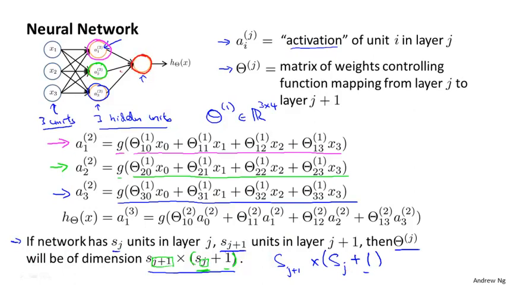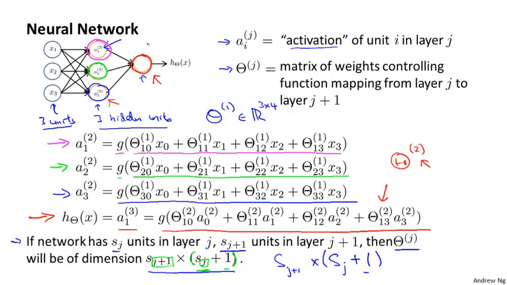Finally, in the output layer, we have one more unit which computes h of x, and that can also be written as A31, and that's equal to this. You notice that I've written this with a superscript 2 here, because theta superscript 2 is the matrix of parameters, or the matrix of weights, that controls the function that maps from the hidden units, that is the layer 2 units, to the one layer 3 unit, that is the output unit.